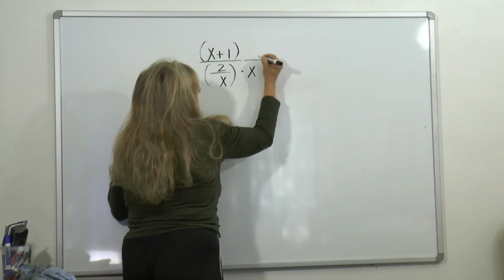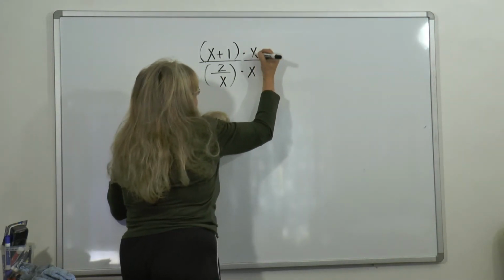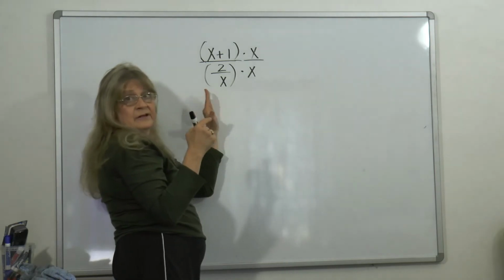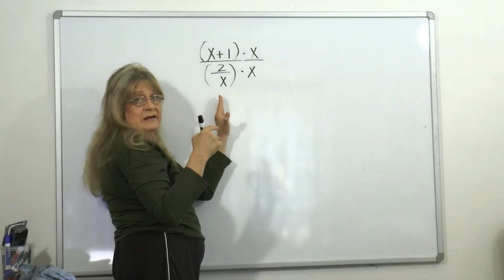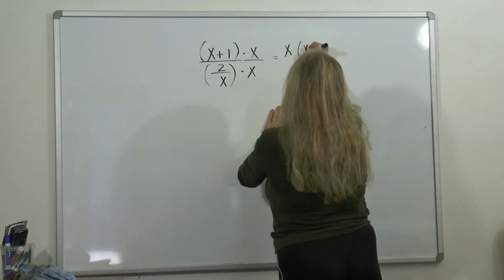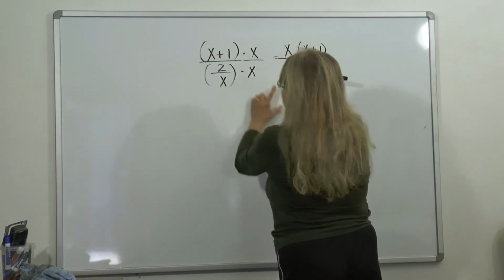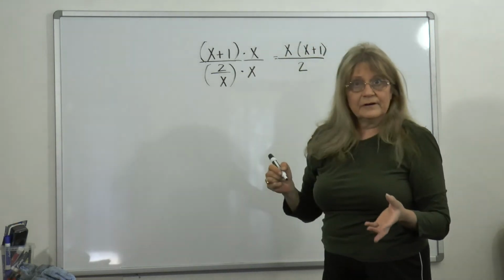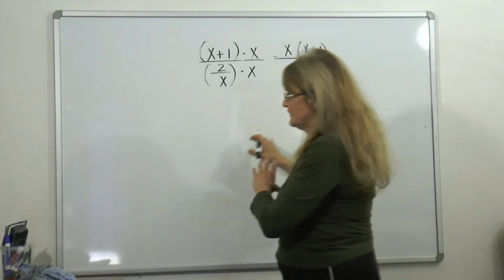I can only multiply by a value of 1. x over x equals 1. 1 times anything is itself. So this is legit, okay? So now, up here, I have x times x plus 1. And down here, the x's cancel, and I just have 2. You follow? So now I don't have a compound fraction.